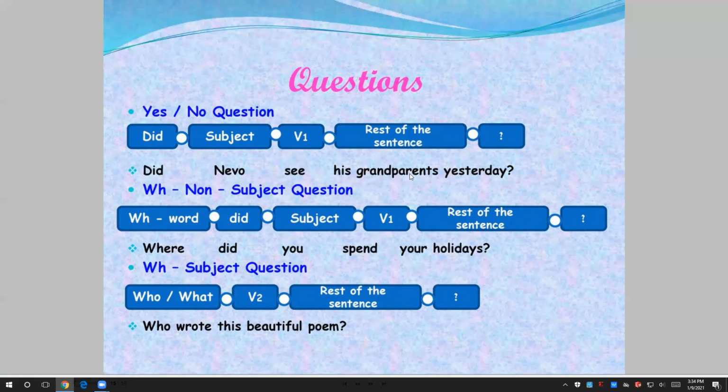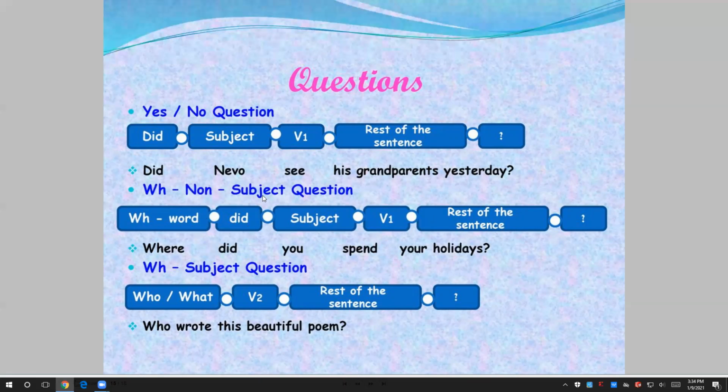Did Noah see his grandparents yesterday? And then if you're going to have WH questions, again, there could be two categories: non-subject questions and subject questions. Keep in mind that subject questions are made with who and what, and all other WH words we have in non-subject questions. So WH word, then did, then subject, then first form of verb, and then rest of the sentence.